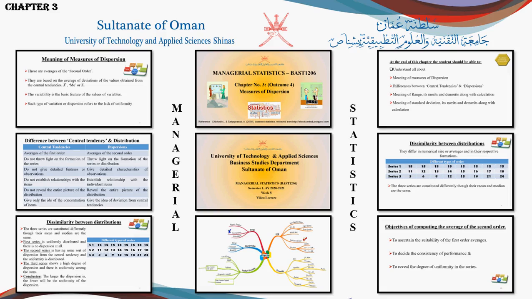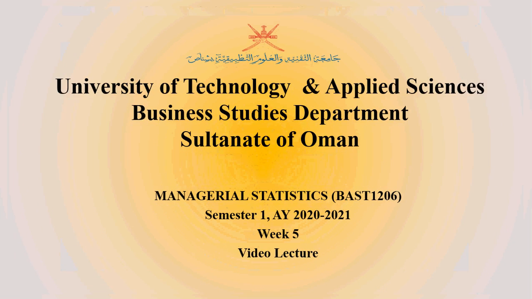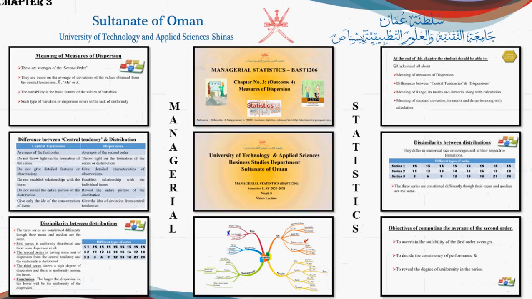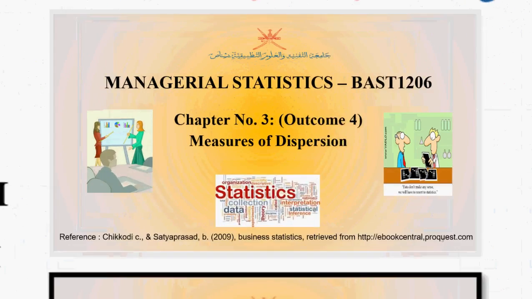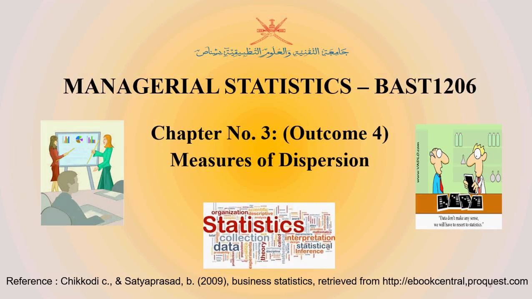Hello students, welcome to the Managerial Statistics lecture on chapter 3 of outcome number 4. In this part, I will be explaining dispersion, the difference between central tendencies and dispersion, range and standard deviation with its merits, demerits along with problems.